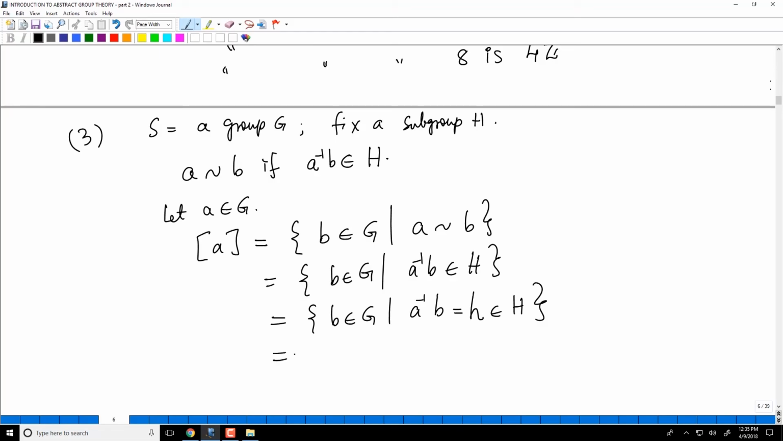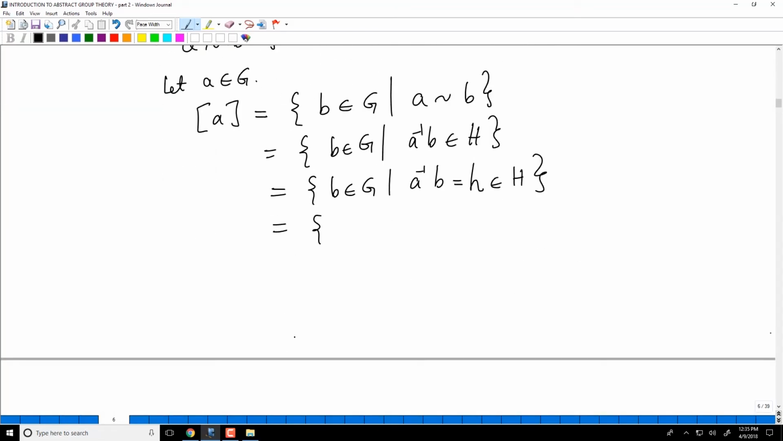So this is the same as all b in capital G such that b is ah, where h is in H, right? So it is all elements of capital G which can be written as a times small h for some suitable small h in capital H. Then I can eliminate b from this whole description. It is ah where h is in H.